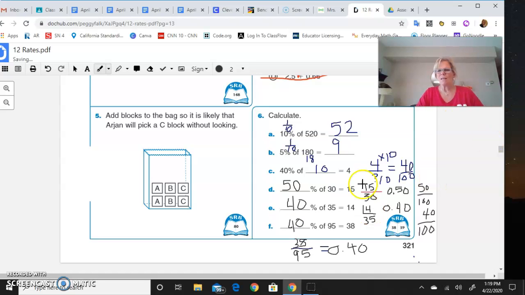Okay, number 6, that is 5th grade thinking. If you get this, you are doing great. If not, do not worry about it. This will not be on the test unless it's a bonus question. So don't worry about it, but if you're getting it, awesome, good job.